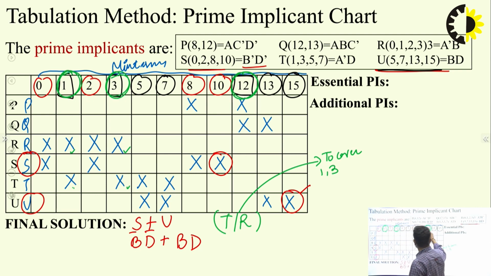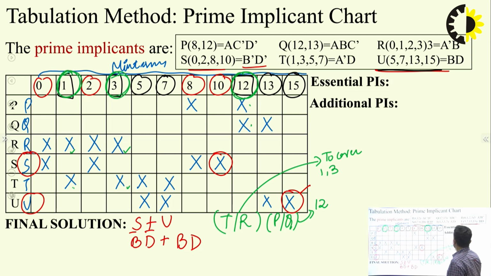Similarly, now we can check that 12 is also left. I can see that 12 is present here. So any term from P or Q can cover 12. So P or Q to cover the term 12. So if I do this, all my terms will be covered.